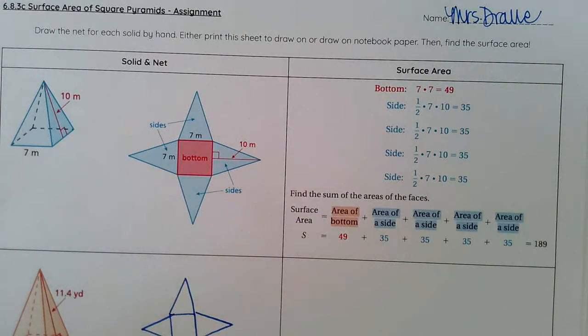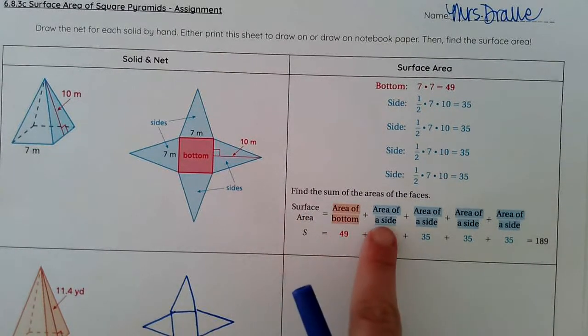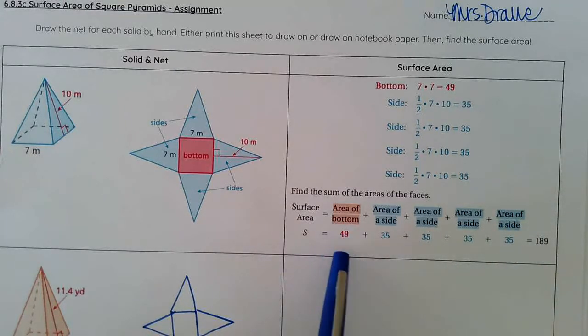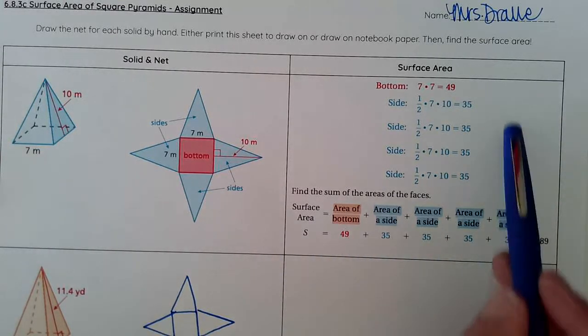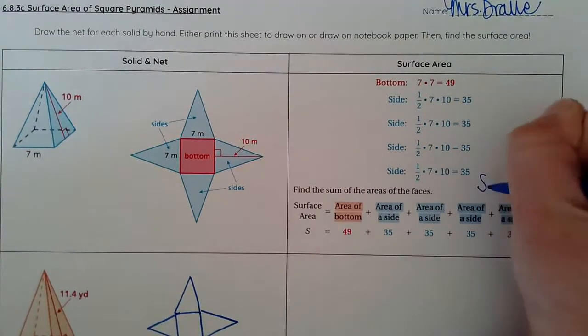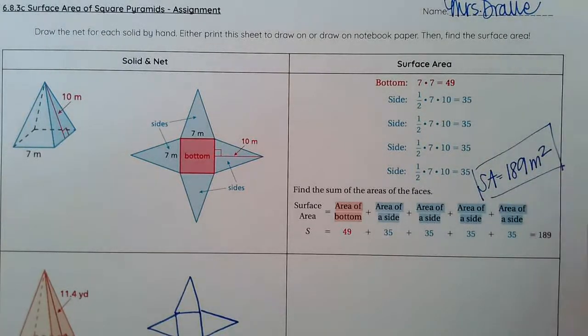So once I found the area for each of these, I set up my formula to help me keep track. I add together the area of my bottom, area of a side, a side, a side, a side. Substitute in all my area dimensions from up here, getting me a surface area of 189 meters squared. We want to remember that this is area still, so we are using meters squared.